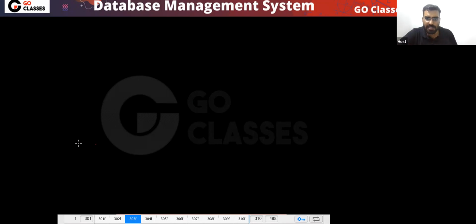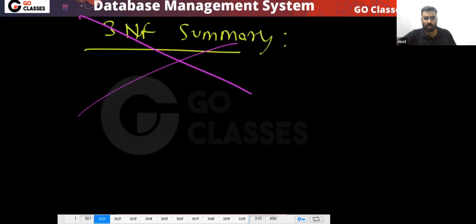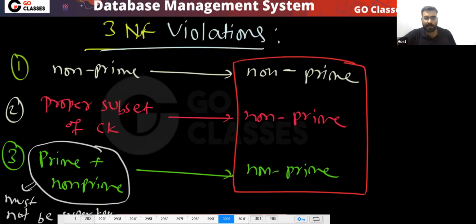Mavit is asking, can we say a combination of non-prime and prime? A non-prime attribute is a non-prime attribute. A combination of non-prime attributes cannot determine a prime attribute, but a combination of non-prime attributes can determine a non-prime attribute. Here you can have non-primes. You can have multiple non-primes also, no problem.